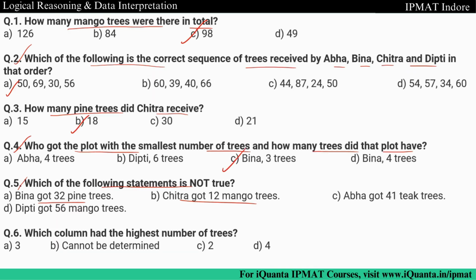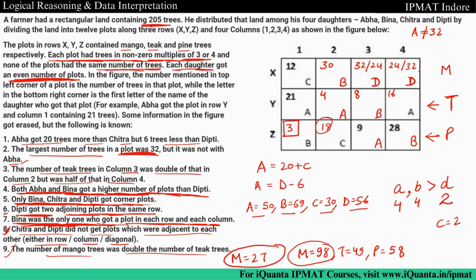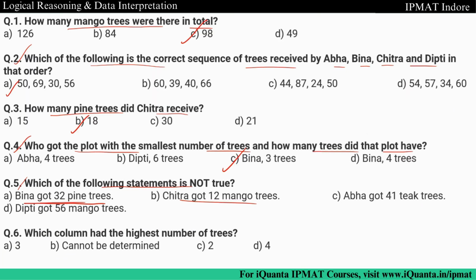Next is, which of the following statements is not true? Not true, that means false. Option A is, Beena got 32 pine trees. If you add the number of trees with Beena, and we are talking about pine trees, so it is 28 plus 3, that means 31, right? So this is false. That means this is the correct answer. Rest all these statements will be true. You can check them.